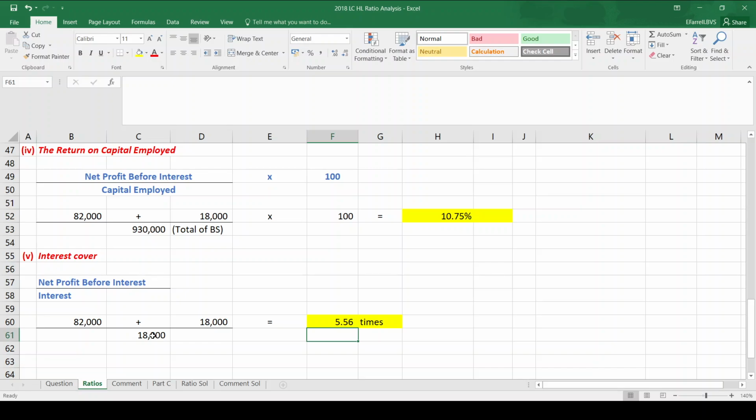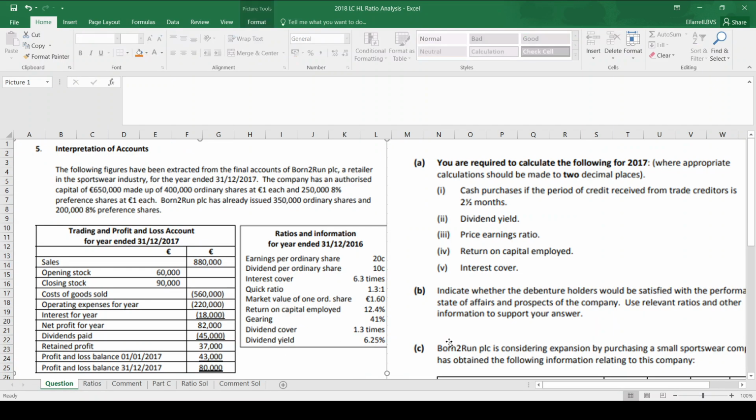So now that is part A of the question complete. Part B of the question, usually in part B you are asked to comment on it from the point of view of debenture holders or banks, which are pretty much the same thing. Debenture holders are just people who give long-term loans also. So they're treated as kind of similar. You'd answer those questions the same, debenture holders and banks.